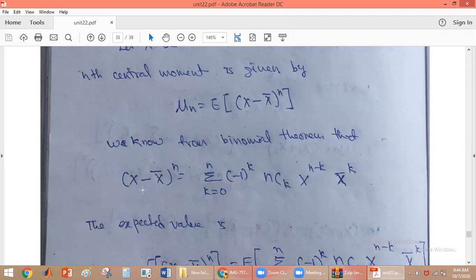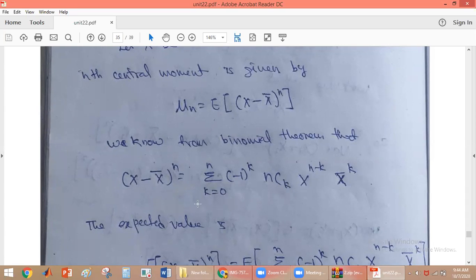So (x minus x bar) power n is given as the summation k is equal to 0 to n of (minus 1) power k, n c k, x power n minus k, x bar power k. Now n c k is nothing but n factorial divided by k factorial into (n minus k) factorial. So from this we know that n c 0 will always be 1, and n c n is also 1.